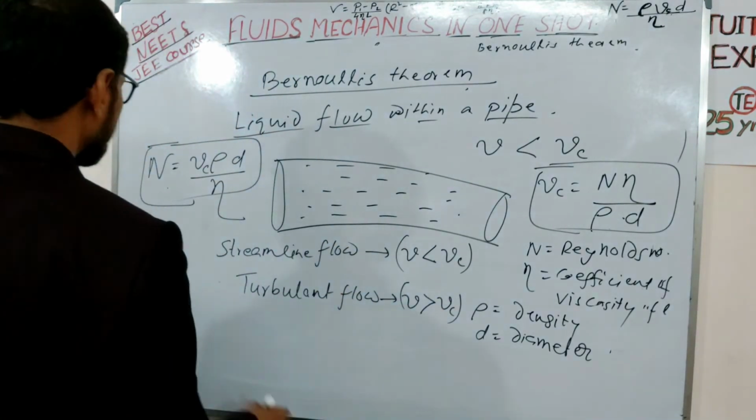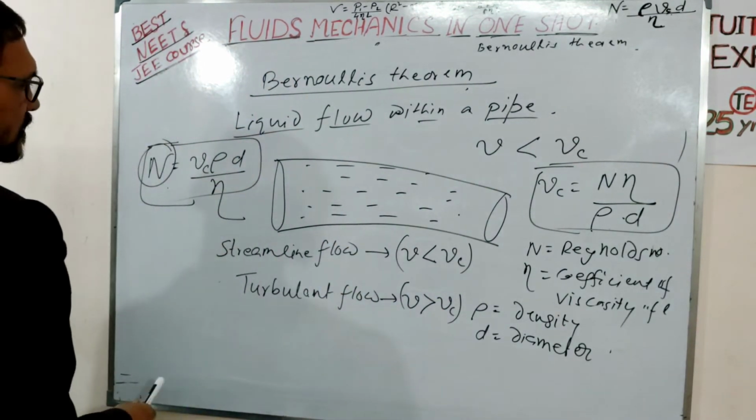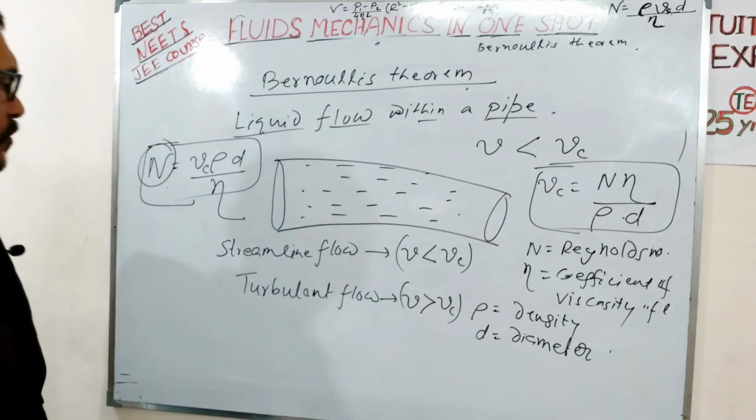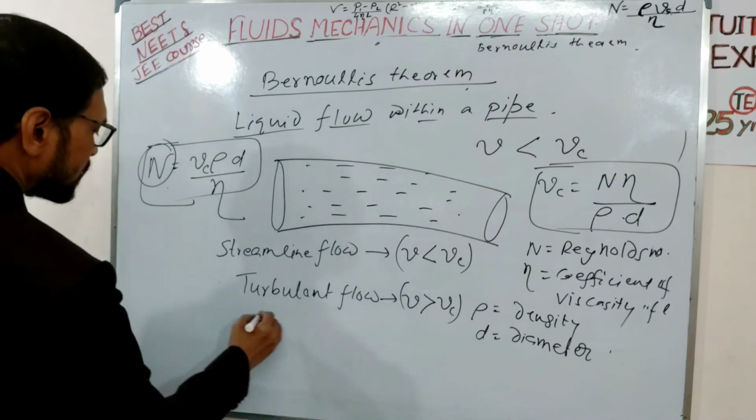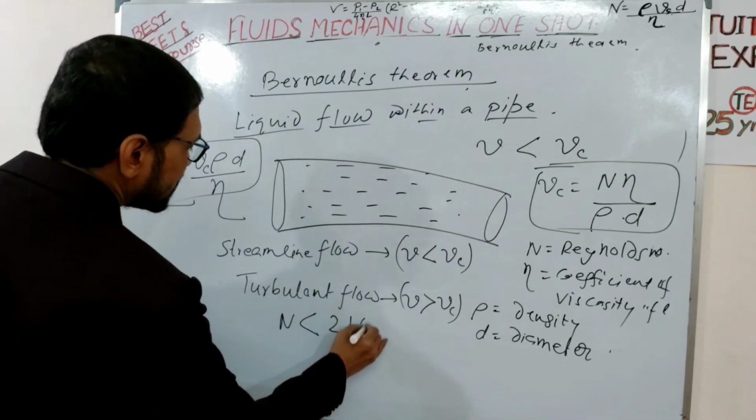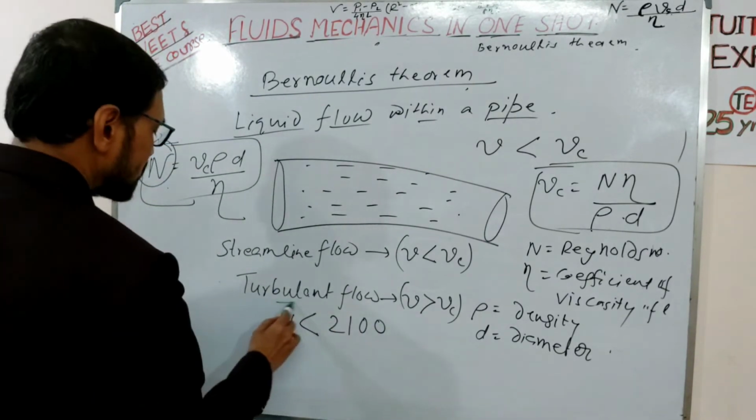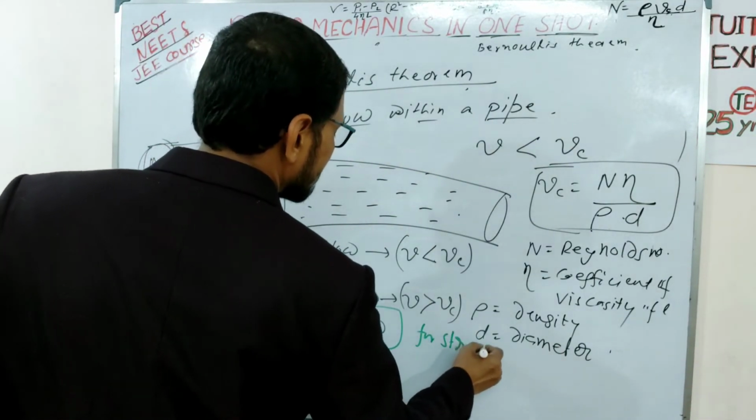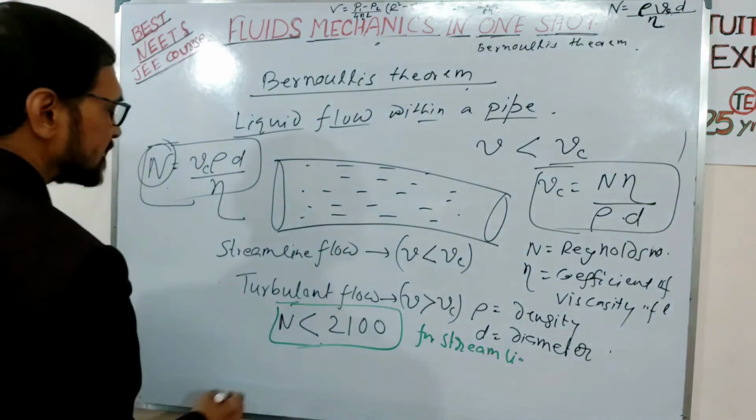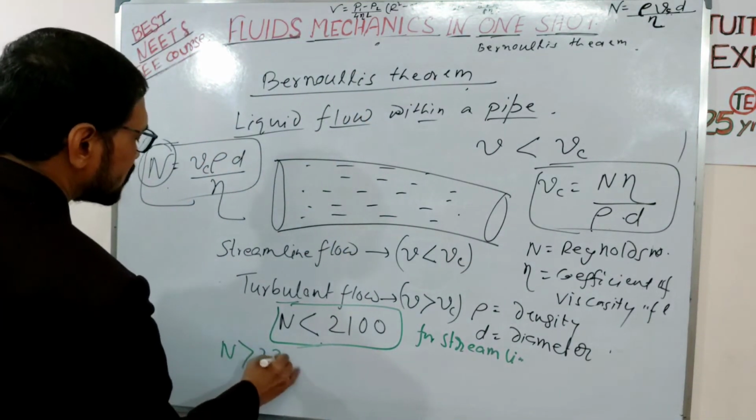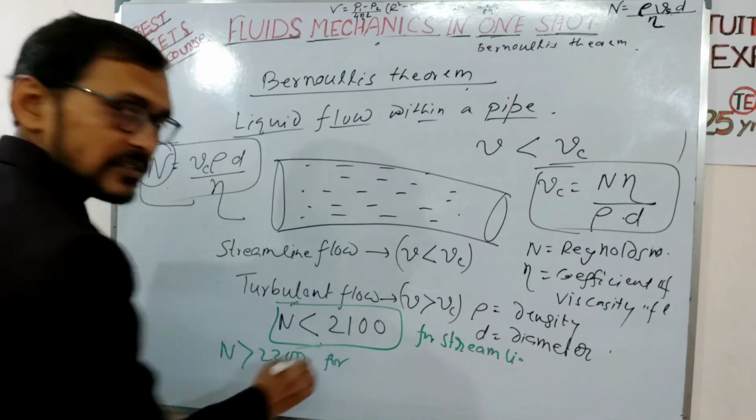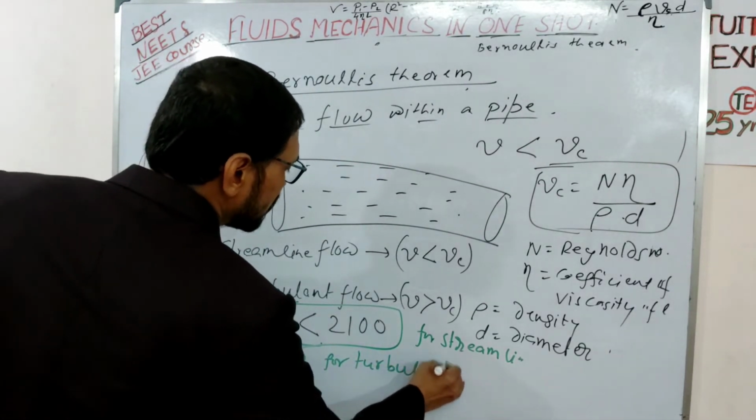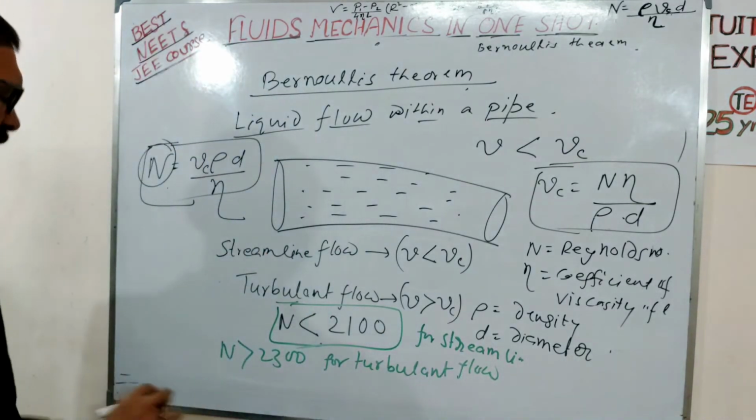Now the Reynolds number defines what will be the type of flow through the tube. For streamline flow, the Reynolds number should be less than 2100. And N greater than 2300 for turbulent flow.